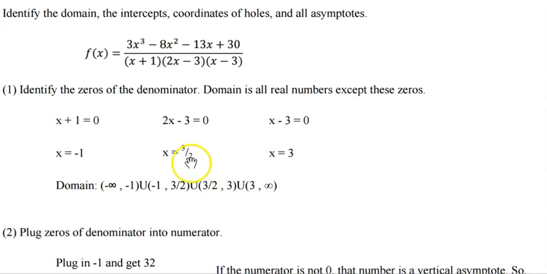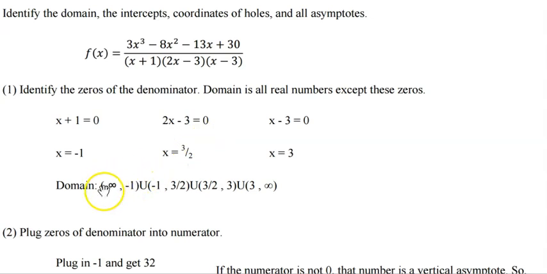Same thing with 3 over 2. If we solve 2x minus 3, we add 3 to both sides. We divide by 2, and we get 3 over 2. So if we were to plug 3 over 2 in here, we would get 0, and it would make the whole denominator 0. Same thing with x minus 3. If we add 3 to both sides, we get x equals 3. If we plug 3 in here, we would get a 0, and the whole denominator would be 0.